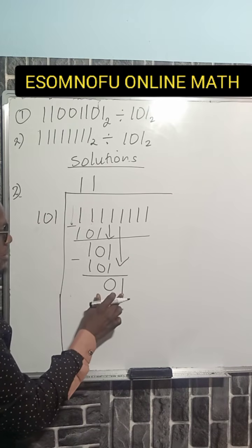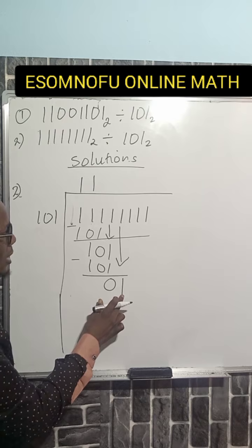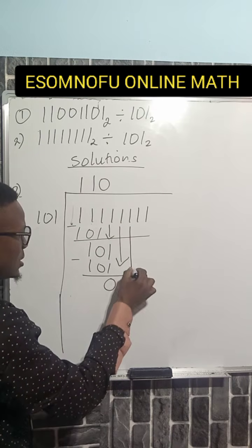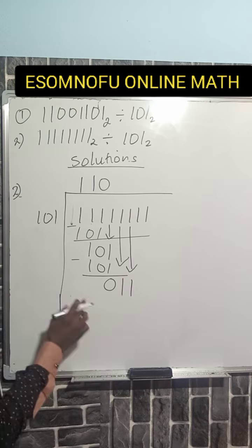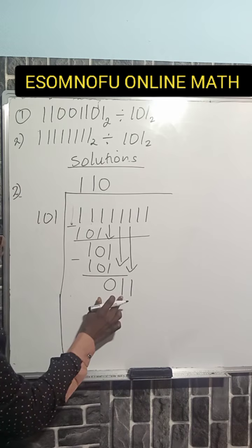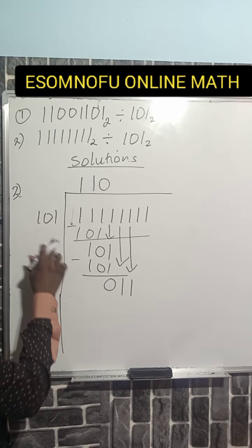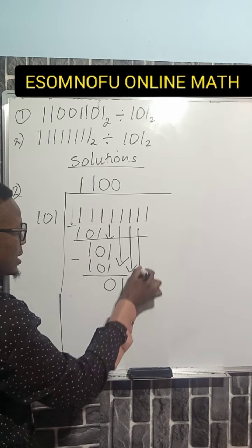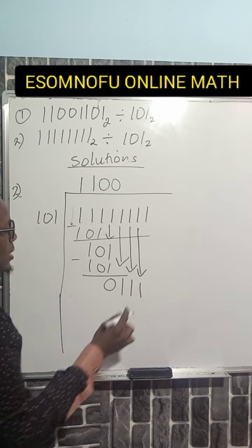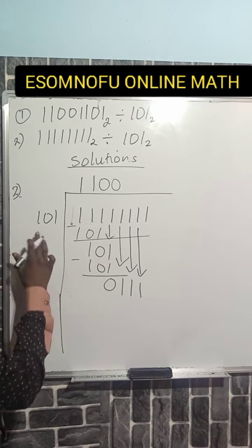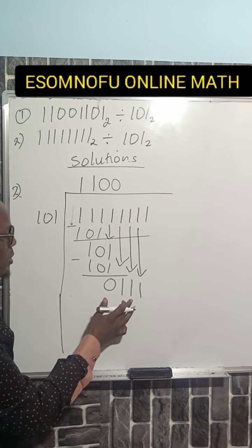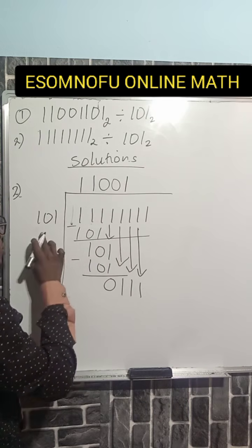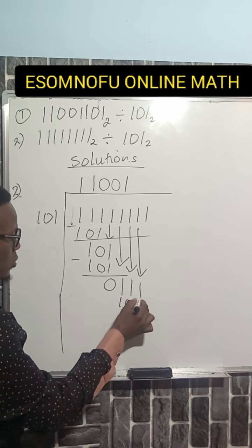Now 101 cannot divide 1 because 1 is smaller. You add 0. Once you add 0, bring down the next digit, which is 1. 101 cannot divide 11 because 11 is smaller than 101. Because of that, add 0 and bring down the next digit, which is still 1. Now this is bigger, so division can continue. 111 divided by 101 will give us 1. 1 times 101 is 101.